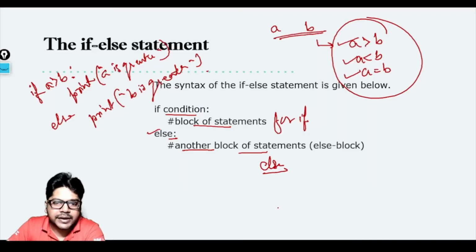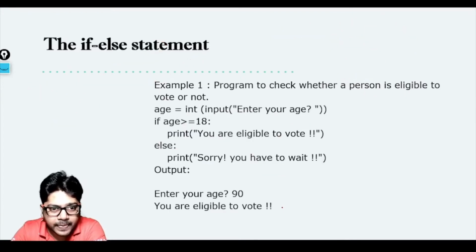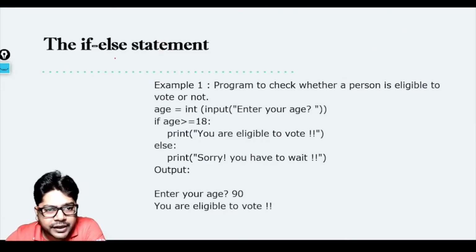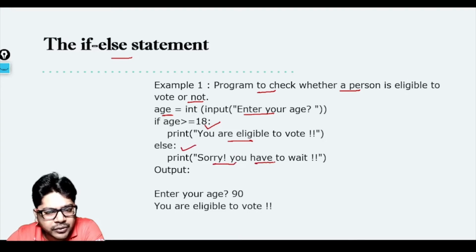Now coming back to the PPT again. In the if else statement, here we have a program to check whether a person is eligible to vote or not. One more example we have taken. We ask the user to enter their age. If the age is greater than or equal to 18, we print "you are eligible to vote." Otherwise we print "sorry, you have to wait."